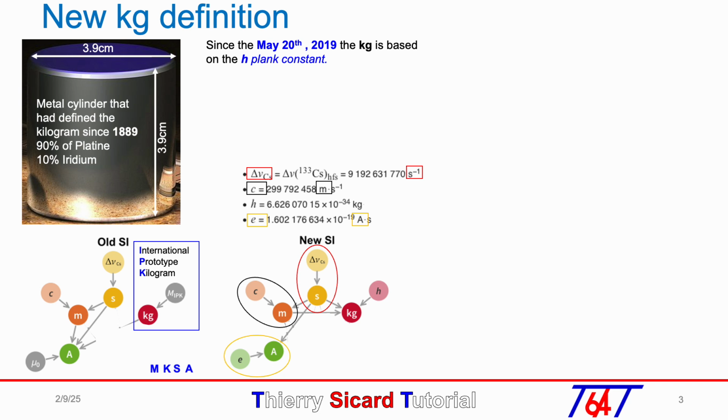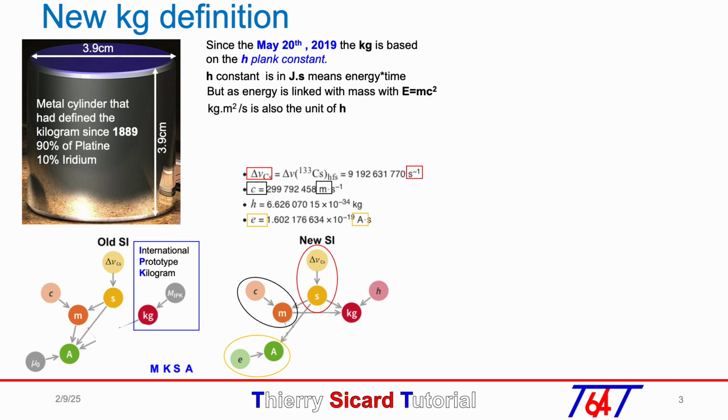Planck constant H. The unit of the Planck constant H is a joule multiplied by the second, which means that the energy is multiplied by time. But as the Einstein relation E equals mc squared makes a link between energy and mass, the H Planck constant unit can also be in kilogram meter squared per second. So we have a relation between the Planck constant H and the mass m.